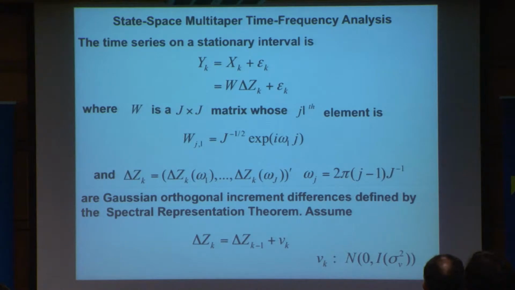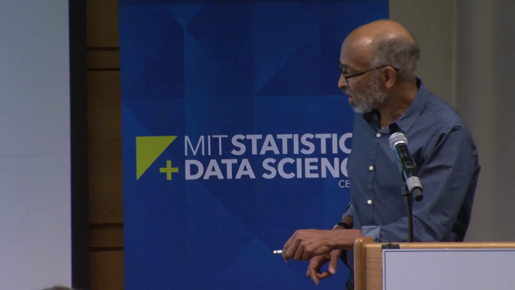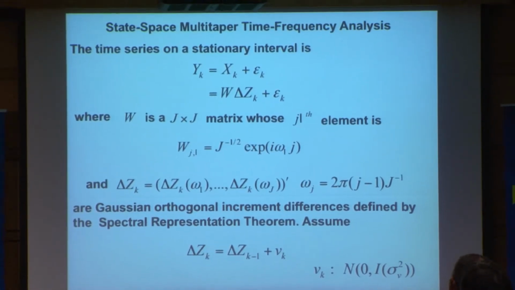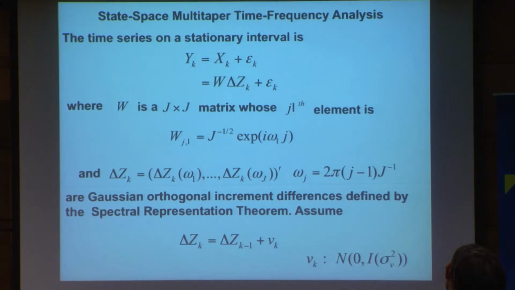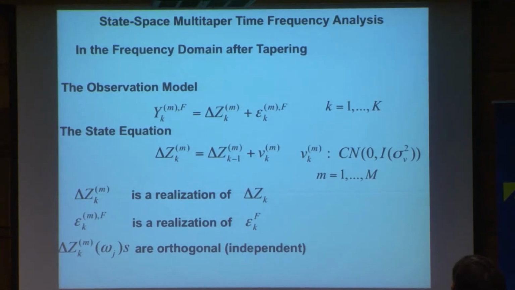And so what I'm going to do is assume that the increments here are related to the increments here by just a very naive random walk model. So that couples the information together. Now you can probably see where this is going to go. We've got a very simple state space model, where this is the observation, and I'm coupling the increments together so that delta Z_k is like delta Z_{k-1} plus some perturbation. Nothing fancy.